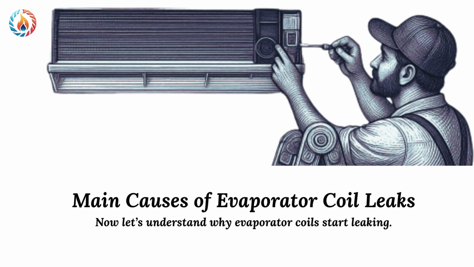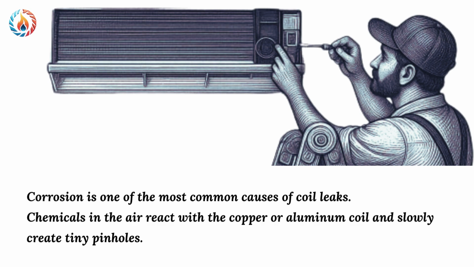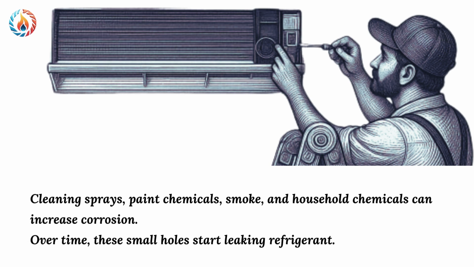Main causes of evaporator coil leaks. Now let's understand why evaporator coils start leaking. 1. Corrosion. Corrosion is one of the most common causes of coil leaks. Chemicals in the air react with the copper or aluminum coil and slowly create tiny pinholes. Cleaning sprays, paint chemicals, smoke, and household chemicals can increase corrosion. Over time, these small holes start leaking refrigerant.